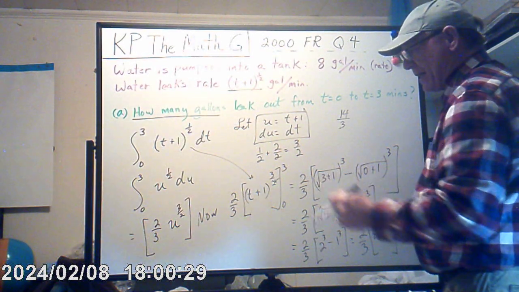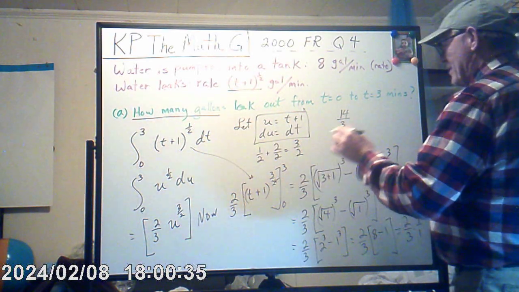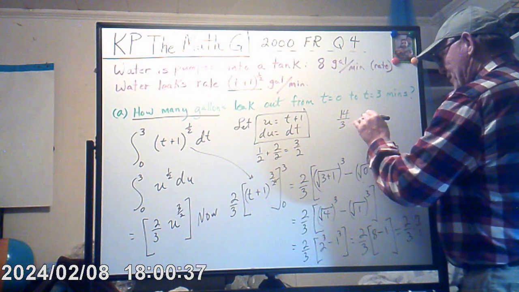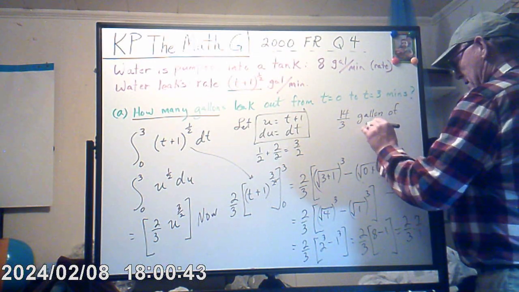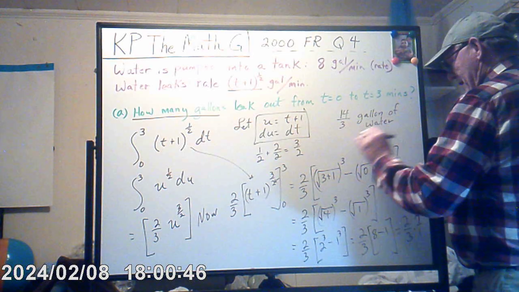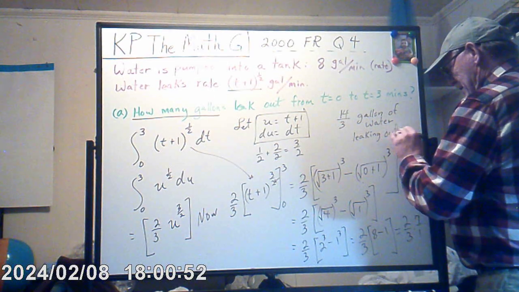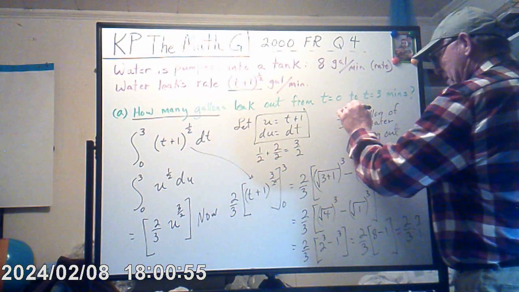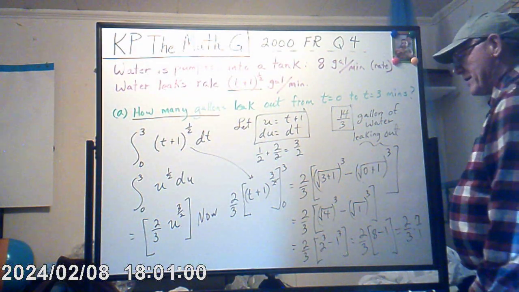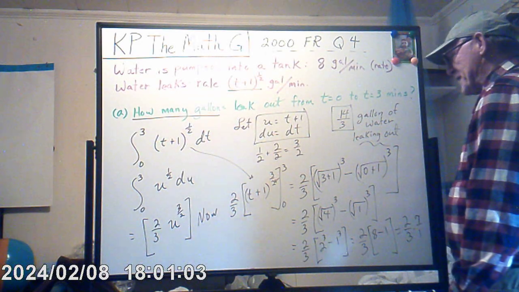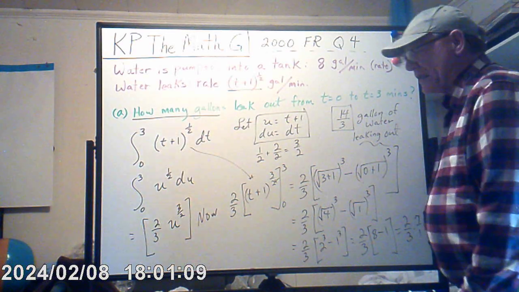Alright, so that is what we're talking about. The units are gallons of water that's leaking out. Alright, there it is, 14/3. That's the A part of this question right here. 14/3, so let's see, 4 times 3 is 12. So 4 2/3 gallons of water is leaking out.